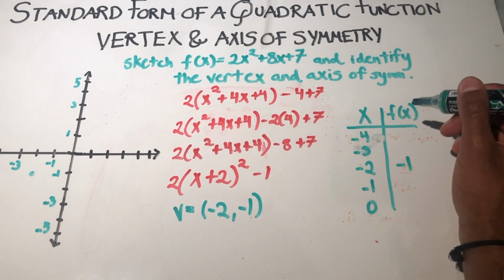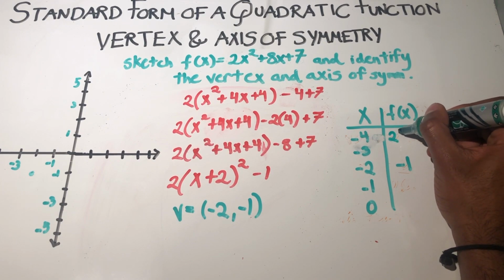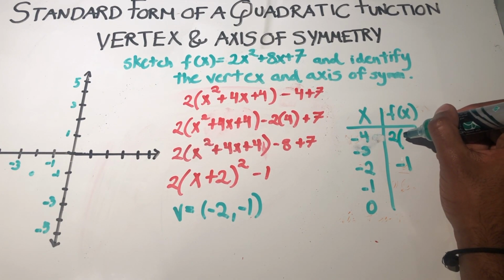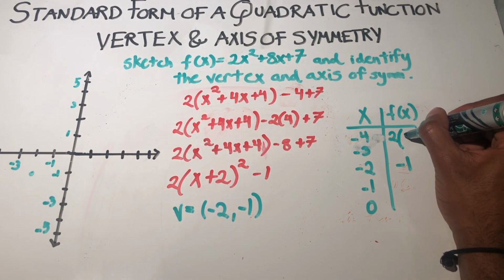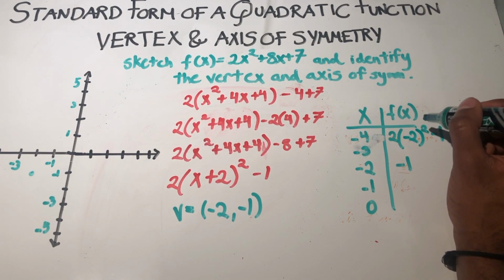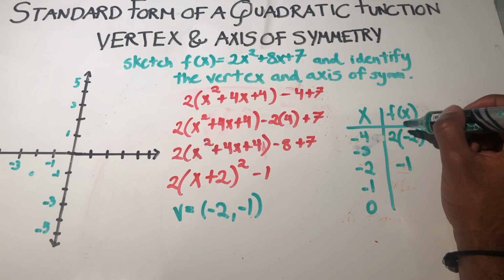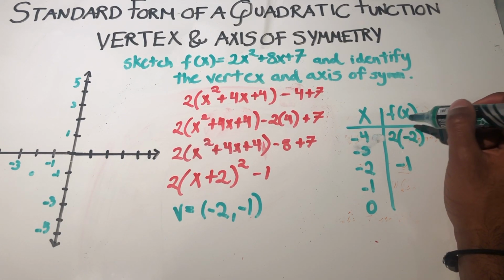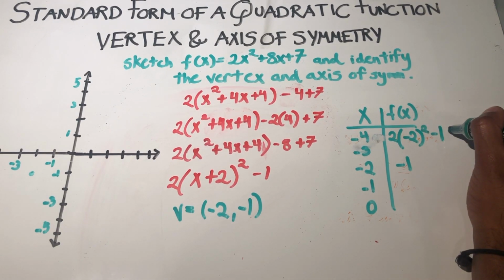So taking -4, we're going to take 2 times -4 plus 2, which is simply -4 plus 2, which is -2, and then squared, minus 1. -2 squared is going to give us 4. 4 times 2 is going to give us 8. And then 8 minus 1 is going to give us 7.